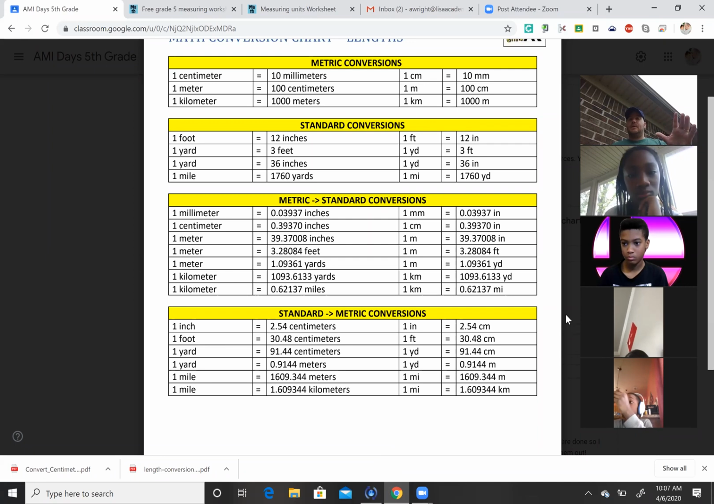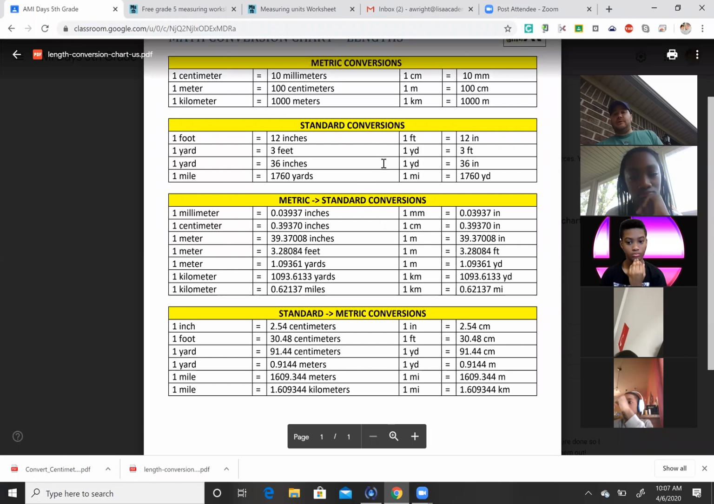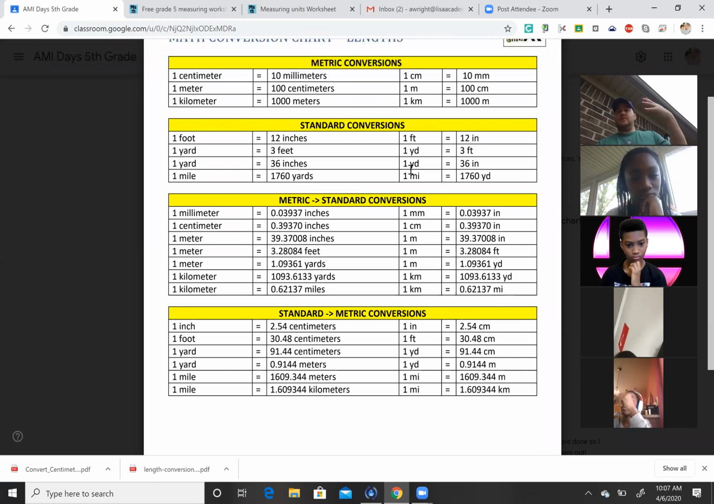They have the big measurement conversions down at the bottom, but you don't really have to worry about that. If anybody's ever going to want you to do those, they're going to give you those specific conversions. The ones that you have to know are the standard conversions right here and the metric conversions right here. Most of you should know these because you've gone over them for years and years and years.